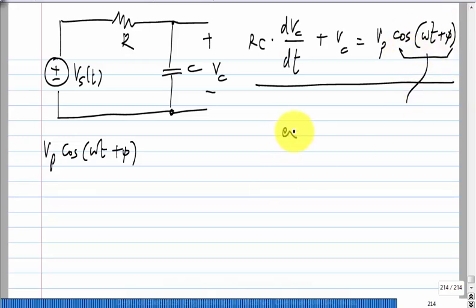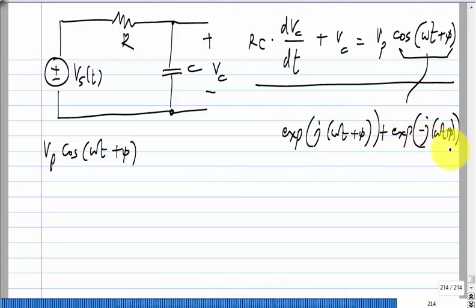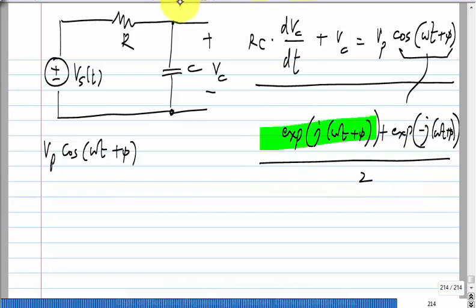So, this is exponential j(omega t plus phi) plus exponential minus j(omega t plus phi), divided by 2. Okay. So I write it like that. Then what? After this, use linearity, meaning, okay. So I analyze it with this first and then that one. Okay. So what will be the solution with this?